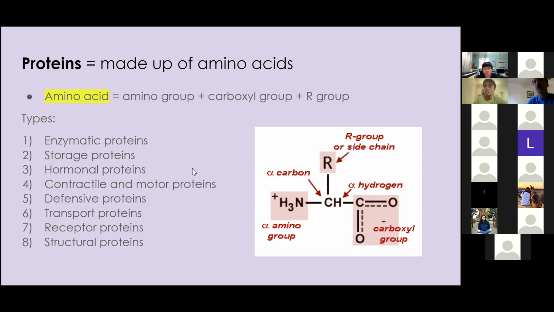So there's 8 main types of proteins. There's enzymes, storage proteins, hormonal proteins, contractile and motor proteins, defensive proteins, transport proteins, receptor proteins, and structural proteins. So proteins are basically the molecules that help make things happen, because they're really involved in the function of the body, and without them, nothing can really happen.